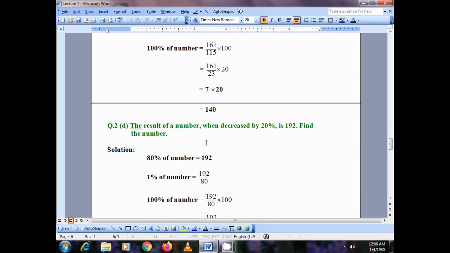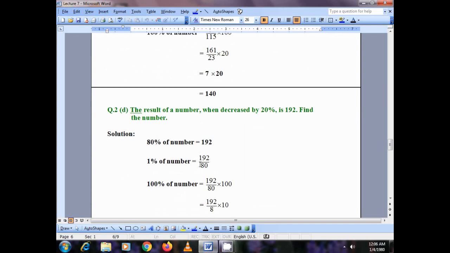Last part of this question, part 4, the result of a number when decreased by 20% is 92. This time it is given as decreased. Let's find the required number. Since it is decreased, we will subtract this 20% from 100. So the required percentage will be 80%, and 80% of the required number is given as 192. We will find the required number whose 80% is 192.